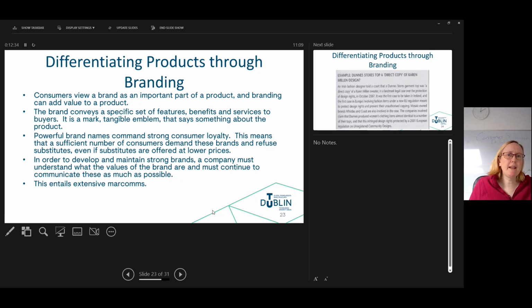Consumers view a brand as an important part of a product. Branding can add value to the product. The brand conveys a specific set of features, benefits, and services to buyers. It's a mark, a tangible emblem that says something about the product. Powerful brand names command strong customer loyalty. This means that a sufficient number of consumers demand these brands and refuse substitutes, even if substitutes are offered at lower prices.